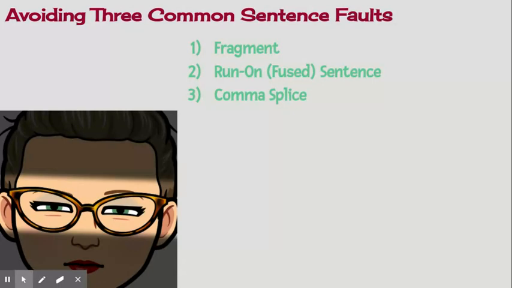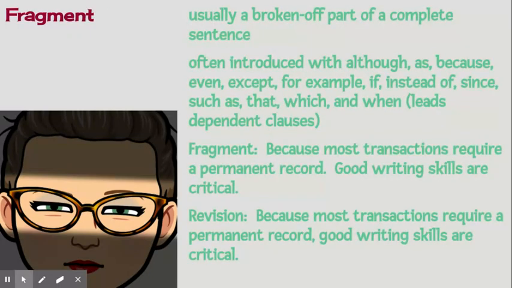Now, there are basically 3 types of traps as you start to form your sentences that you need to avoid. Those are fragments, run-ons or fused sentences, and comma splices. If you have any of these faults appearing in your business message, you will immediately lose credibility with your audience. Let's look at fragments first.